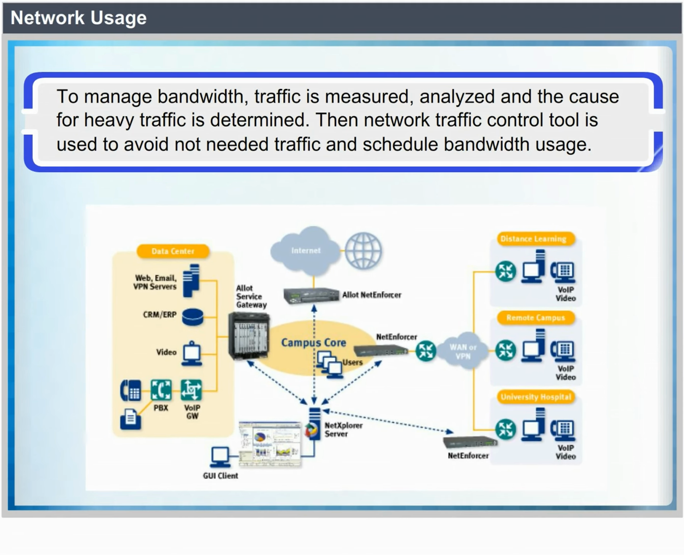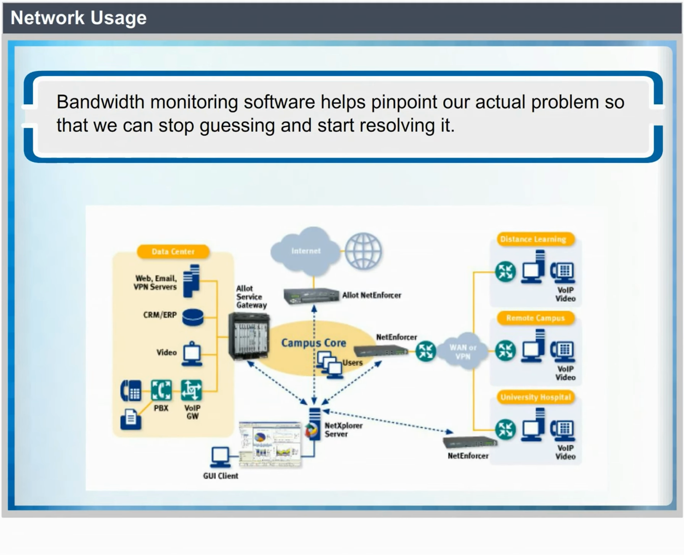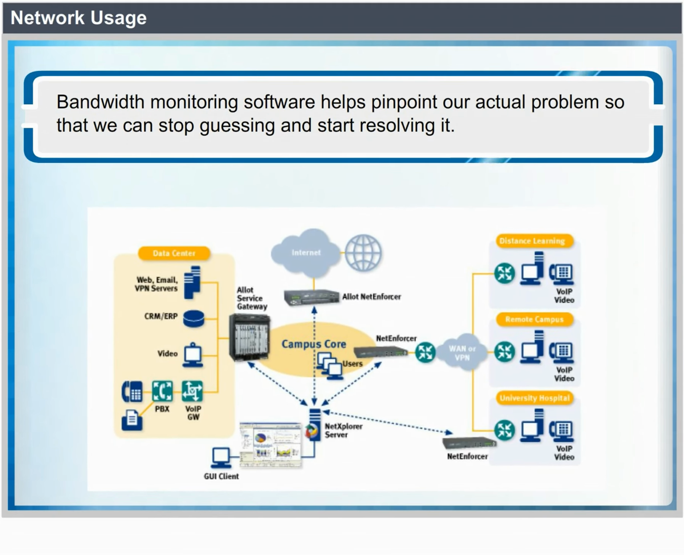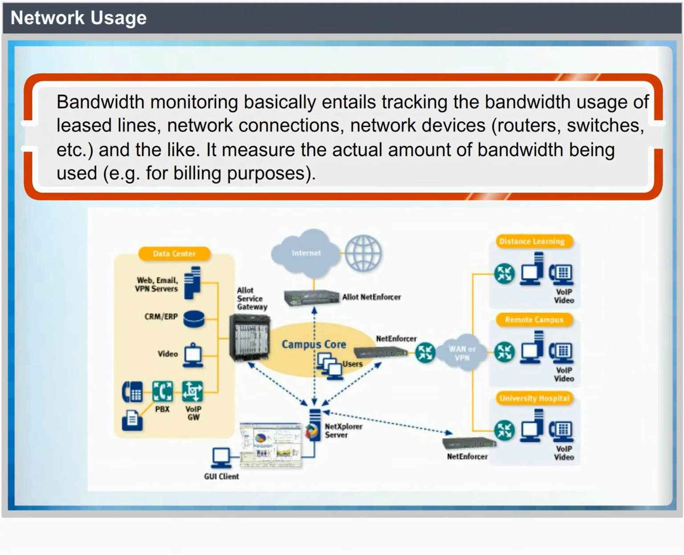Bandwidth monitoring software helps pinpoint your actual problem so that you can stop guessing and start resolving it. Bandwidth monitoring basically entails tracking the bandwidth usage of leased lines, network connections, network devices like routers, switches, etc., and the like. It measures the actual amount of bandwidth being used, for example, for billing purposes.